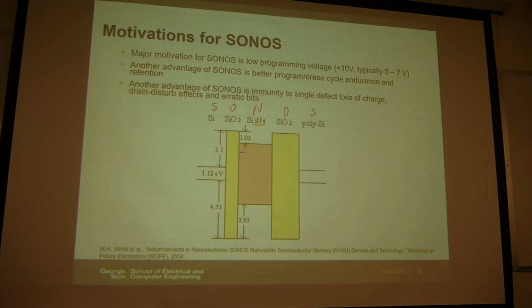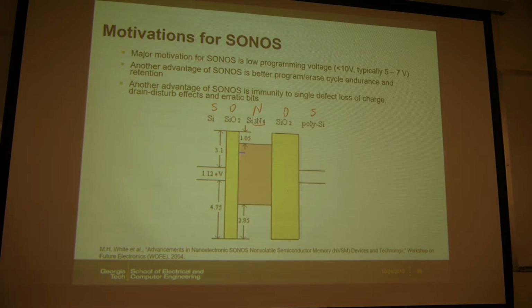So this is a SONOS structure. The main benefit here for the SONOS structure is lower programming voltage, typically less than 10 volts, maybe like 5 to 7 volts. So this is relatively lower than the floating gate, where you need maybe 15 volts, 18 volts, even 20 volts. So this one has smaller programming voltage, and sometimes it shows better endurance as the program is cycling, and data retention is also better. The reason the data retention is better is because the mechanism here is a charge trap.